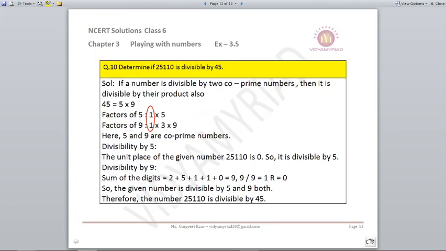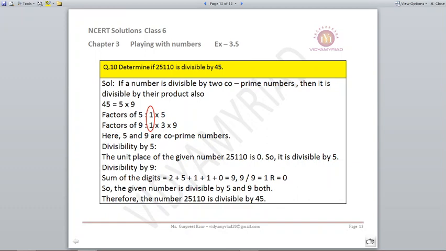Question number 10. Now here we need to determine if 25110 is divisible by 45. Now if you remember, there is a rule which says that if a number is divisible by any two co-prime numbers, then it is divisible by their product also. Now if you see, 45 is the product. 45 is made up of 5 and 9. Let's find the factors of 5 and 9.